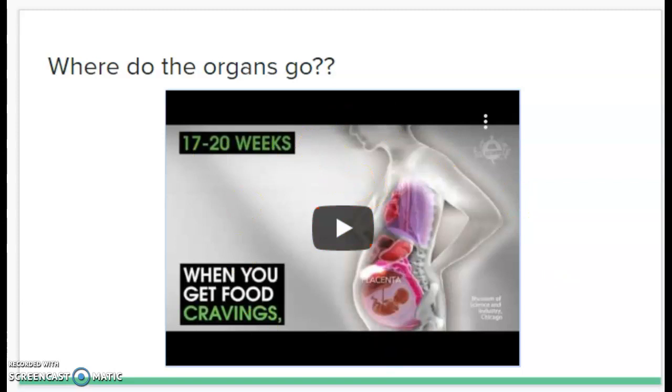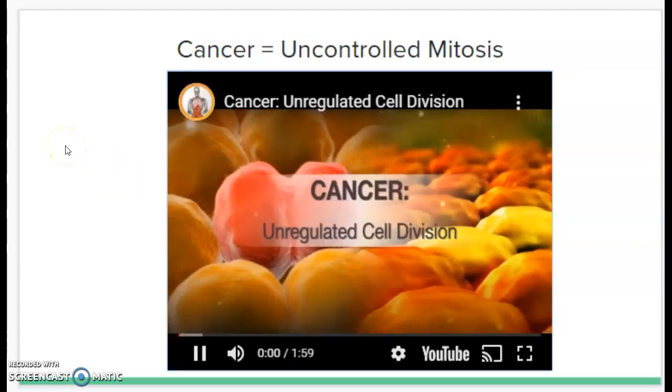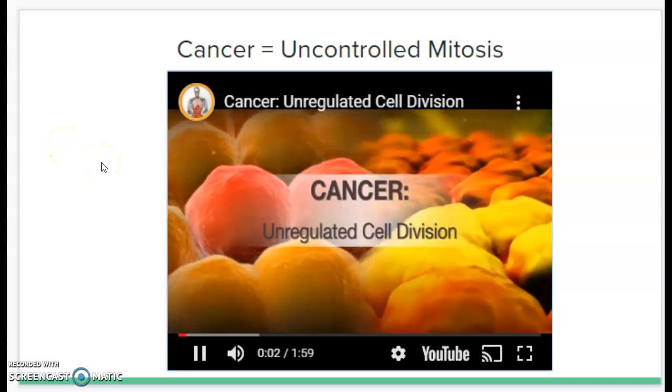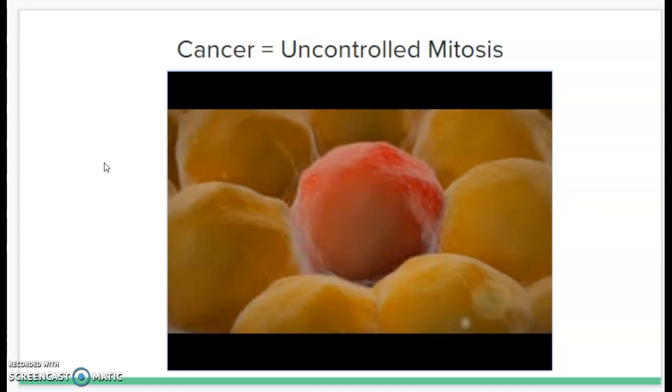What could happen if mitosis goes uncontrolled? So cells have to go through certain checkpoints to make sure that they are growing properly. But if there's a case where the cells start to divide uncontrollably, that's when cancer develops. So check out this video. Okay, so in here they compare normal and cancerous cell division.